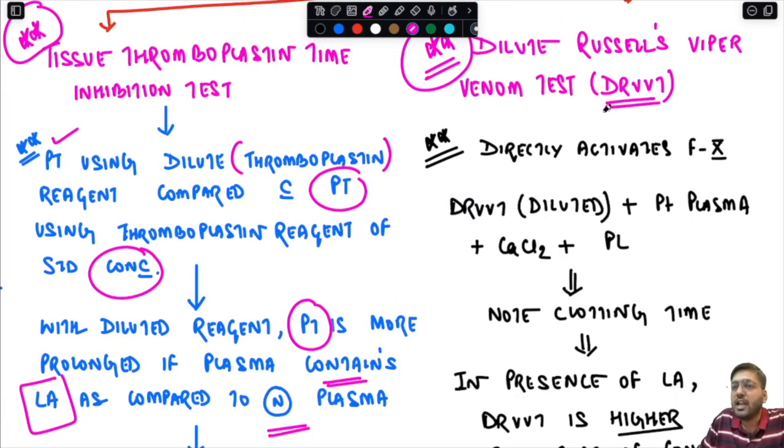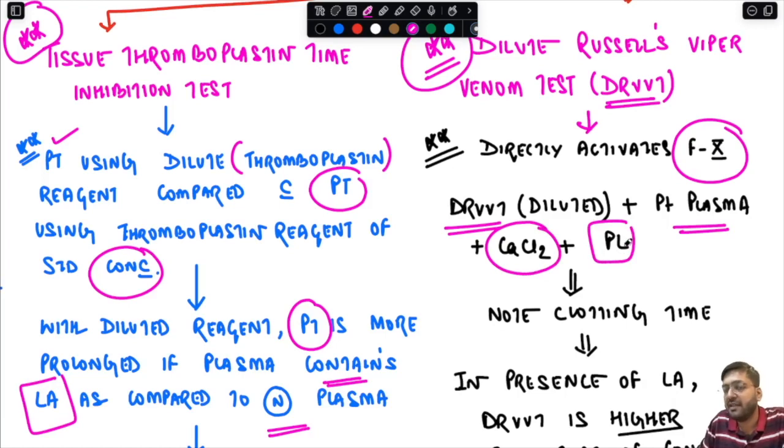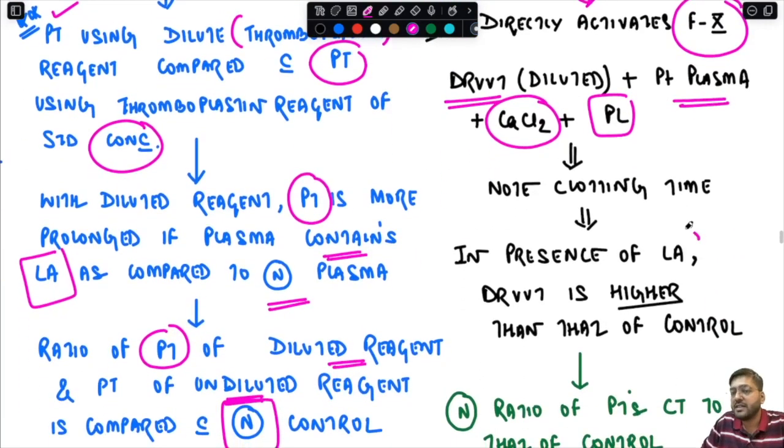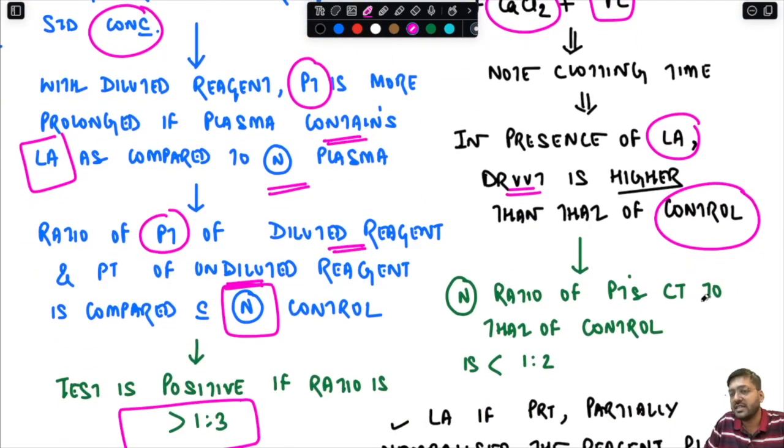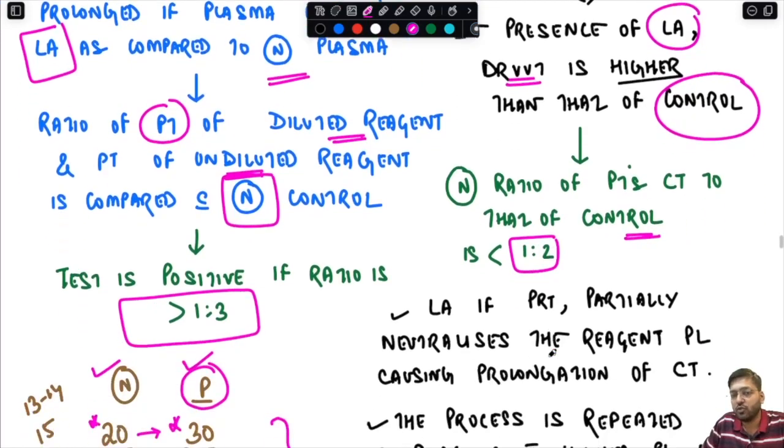Similarly, we have the dilute Russell Viper venom test. In this test, they directly activate factor 10. How do we carry it out? We use dilute Russell Viper venom. It is diluted and added to the patient's plasma. Then we add calcium chloride as well as phospholipid, and then we note the clotting time. In presence of lupus anticoagulant, the DRVVT is higher than that of the control. The normal ratio of the patient's clotting time to that of the control is less than 1.2.